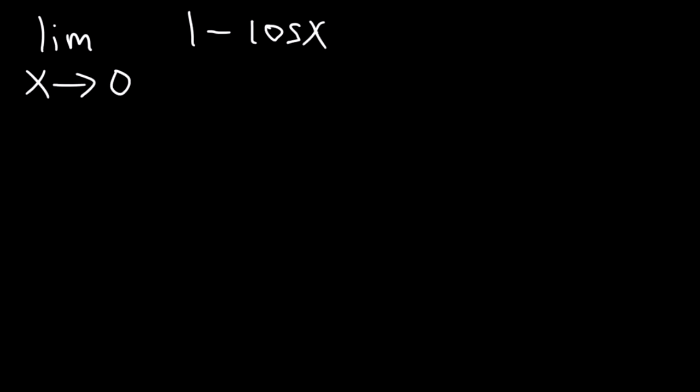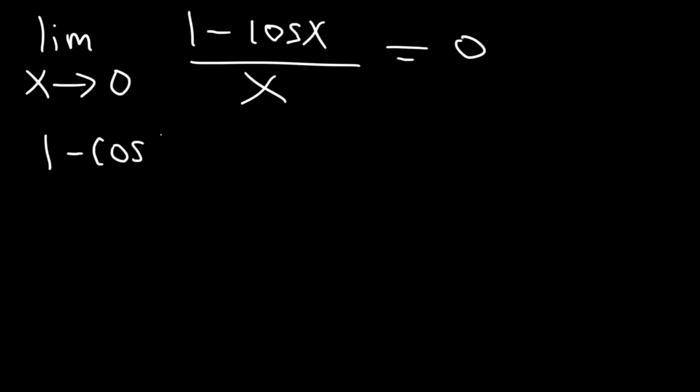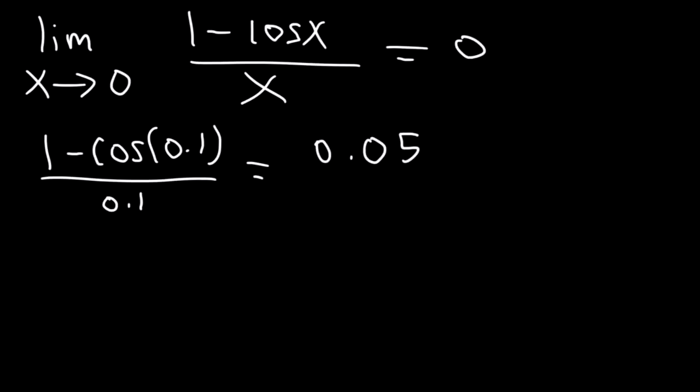Now, there's another formula that you need to know. It's the limit as x approaches 0 of 1 minus cosine x, divided by x. This is equal to 0. So to confirm it, let's plug in 0.1. Let's see what number we're going to get if we do this. So this is going to give you 0.05 approximately.